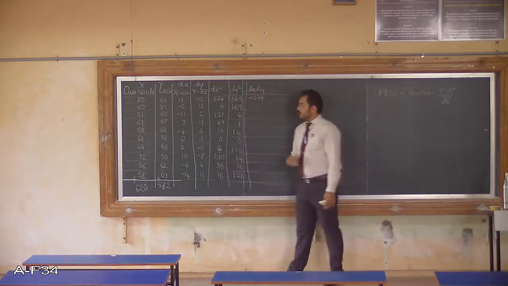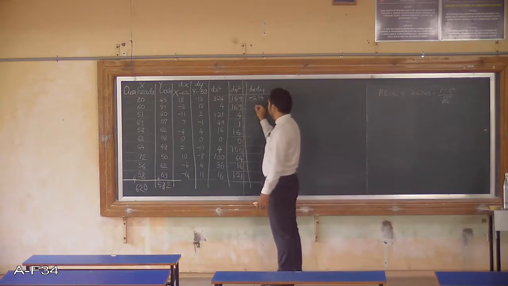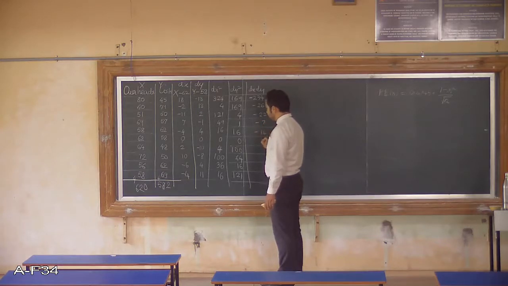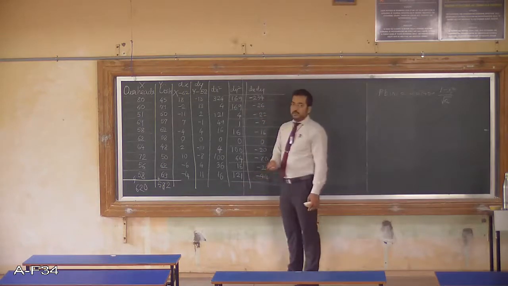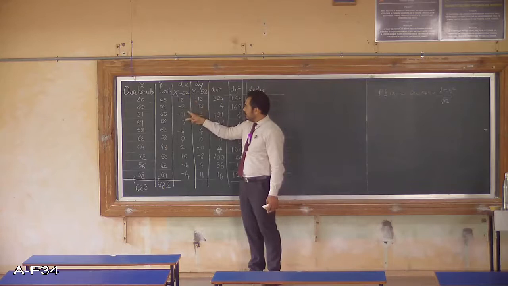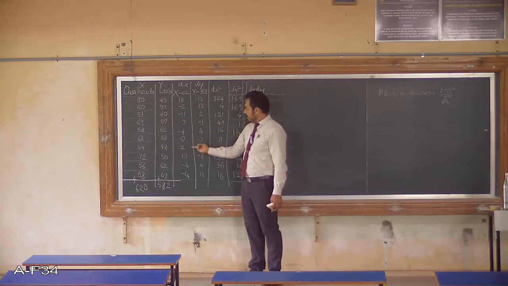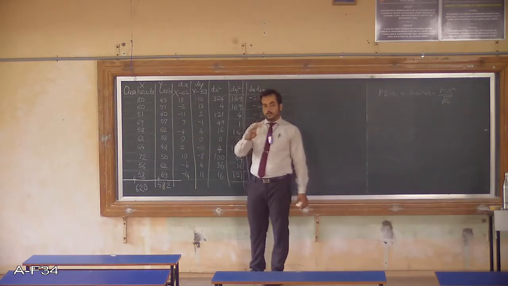So 18 into minus 13 is minus 234. This is minus 26, minus 22, minus 7, minus 16, then 0, minus 20, minus 80, minus 24, and minus 44. All the values we have got are minus because there is alternate minus here. There is no case where we have negative for both of them.